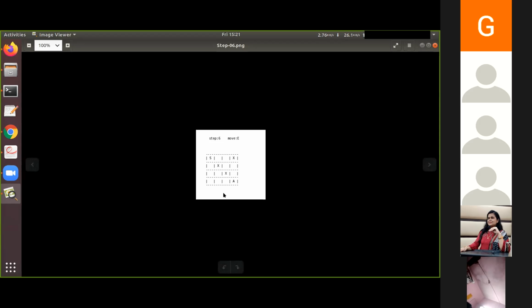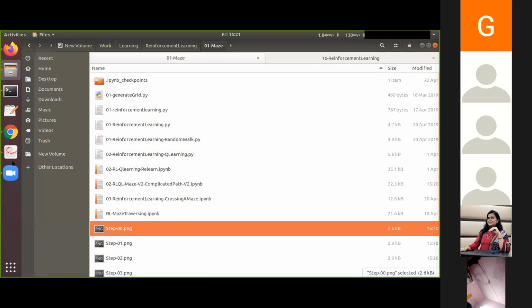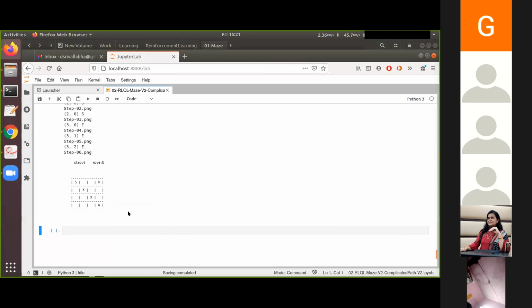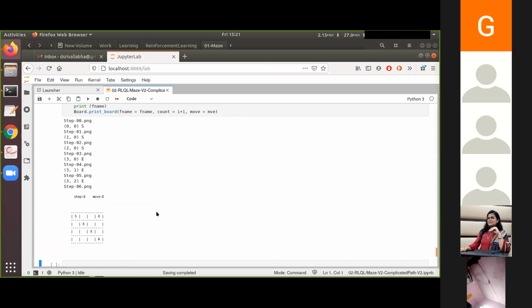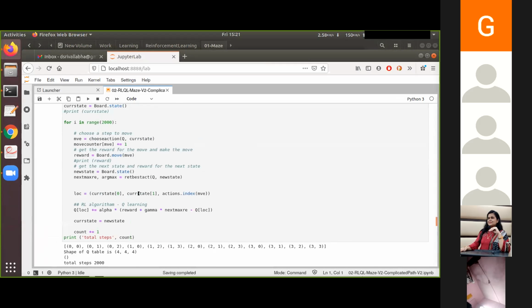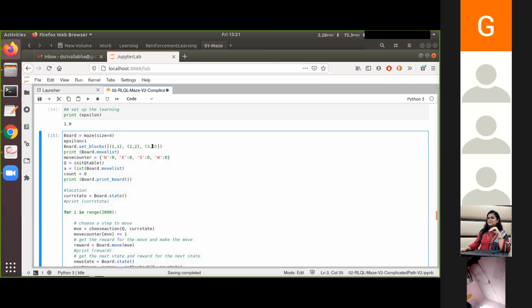So basically what we saw is the agent learned to just go south and then go to the east. This looks to be a very simple configuration. Let us make this slightly complicated. Instead of keeping the block here, I will place the third block here at 3,3. So let us go back and say the block is at 3,3.